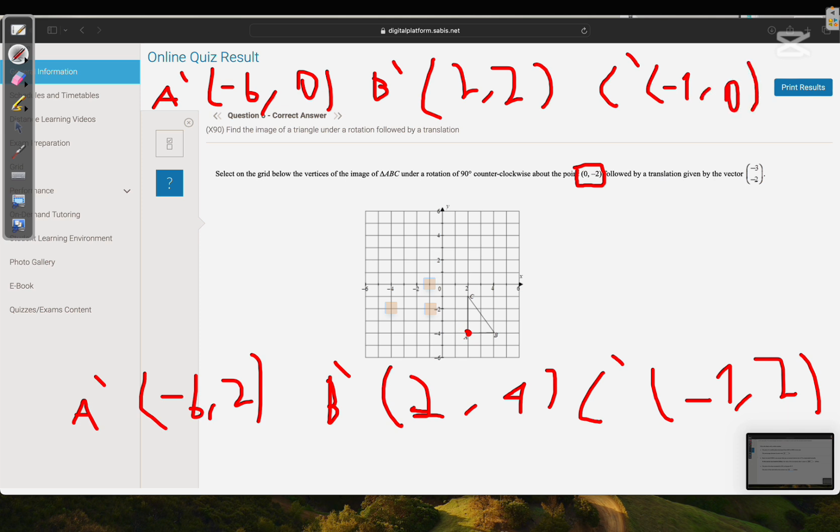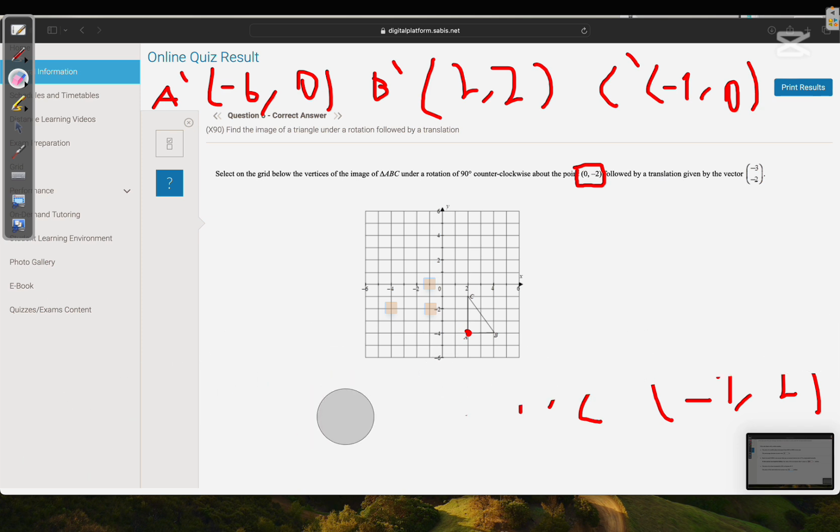And then after all of this, they want us to do a translation by the vector -3, -2. So with the vector, all we need to do is to add -3 to each of the x's and -2 for each of the y's. So did something wrong here. Definitely did something wrong.